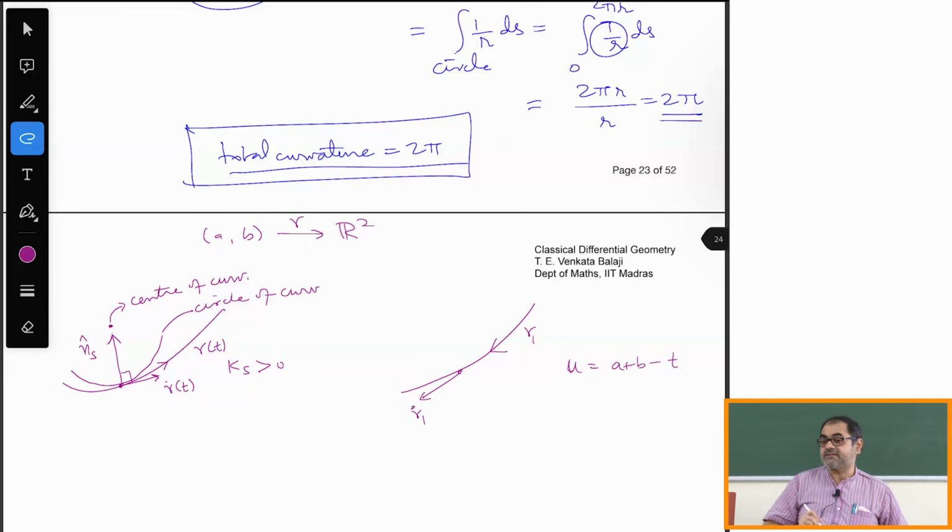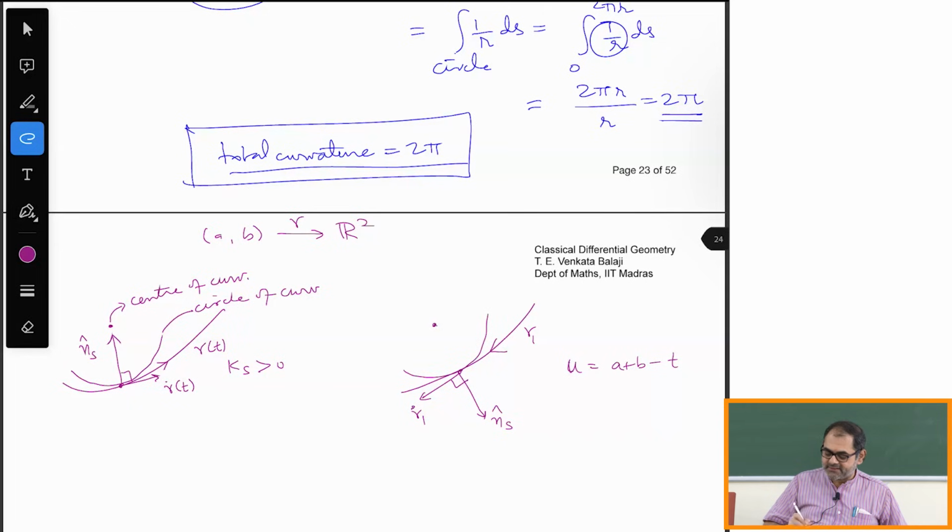And then, what is the signed normal? I have to rotate by 90 degrees in the anticlockwise sense. My signed normal will be like this. This will be the signed normal. And now again you see, the center of curvature and circle of curvature have not changed. Still this is the circle of curvature and the center of curvature is here.